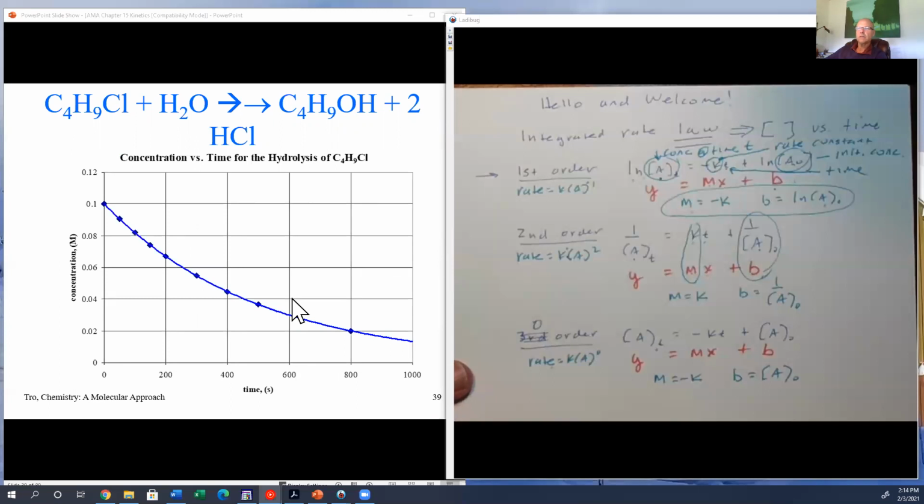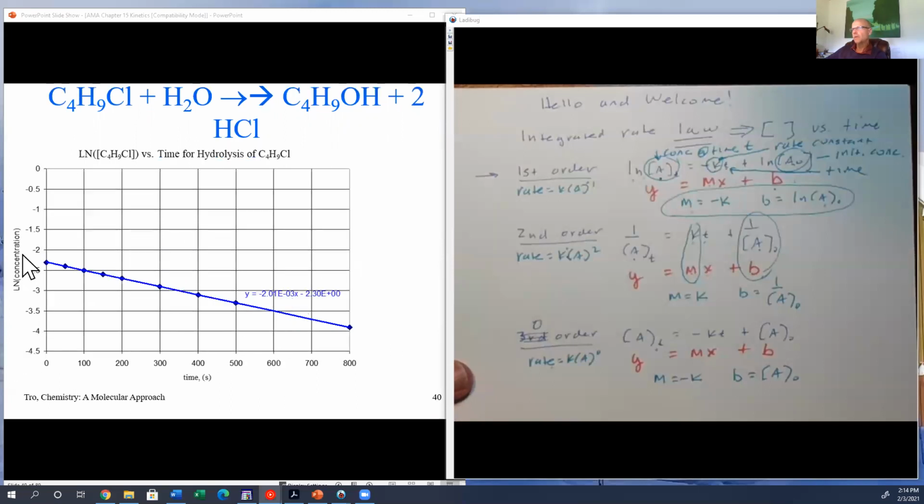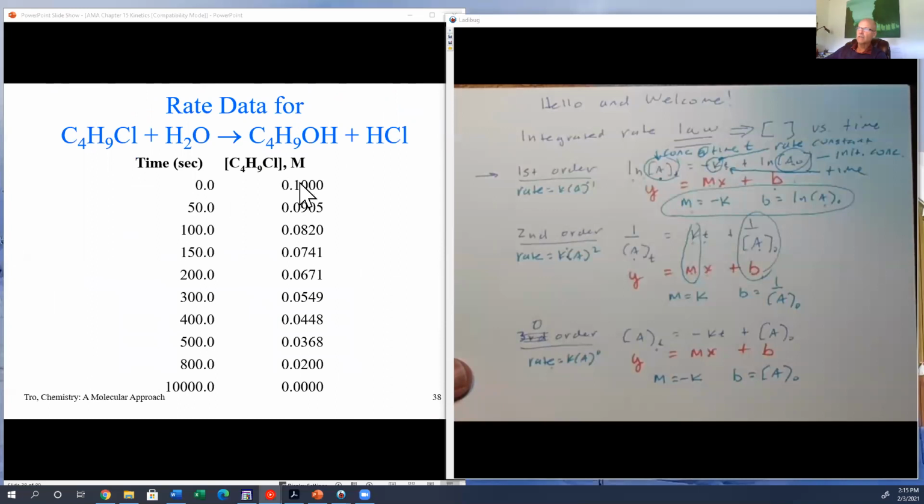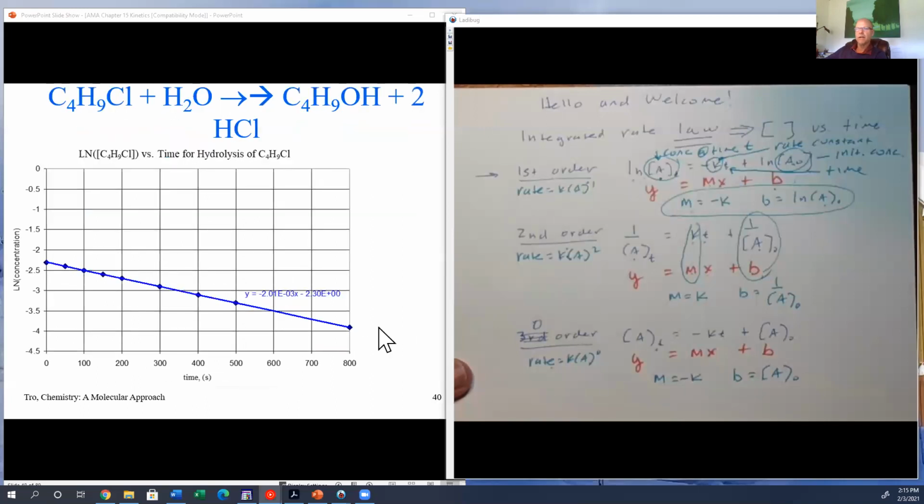Okay, well, let's try plotting something else. What if I plot the natural log of the concentration versus time? Ding, ding, ding. Bingo, straight line. If I take that data and I just take the log of all these numbers, in a spreadsheet this is super easy. You just form a new column and you take the log of all those numbers, and then you make a plot of the log versus time. Boom, there it is, straight line. So by plotting this, I have identified the order of this reaction. What order is this reaction?